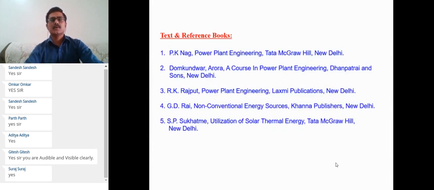So book number 4 and book number 5 would be helpful for you to study the non-conventional types of power plants. And book number 1, 2 and 3 would be helpful for the conventional power plants, that is unit number 1, unit number 2, unit number 3 and unit number 5. The second book is the comprehensive book, which will cover almost all, or maximum, topics from our subject of power plant engineering. I would strongly recommend all of you to use this book.